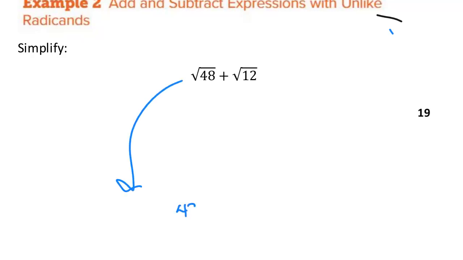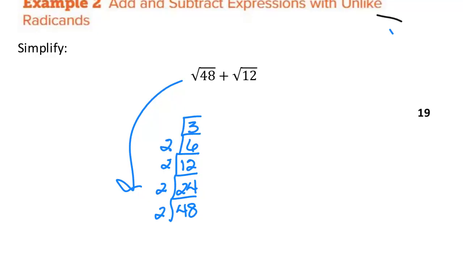So square root of 48. What kind of number is 48? Even, so I divide by 2. 48 divided by 2 is 24. 24 divided by 2 is, come on, help me out, guys. 12. 12 is even. 12 divided by 2 is 6. 6 is even. 6 divided by 2 is 3. 3 is not even, but it's divisible by 3. And we get 1.